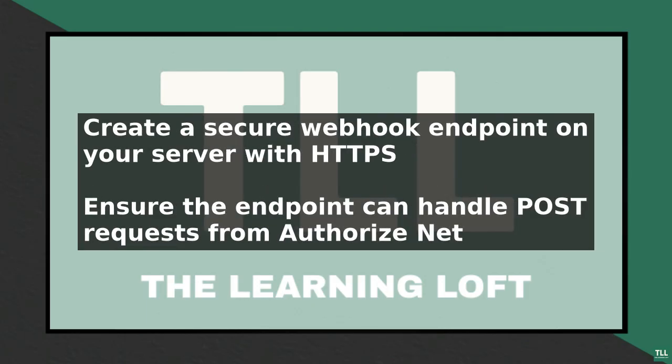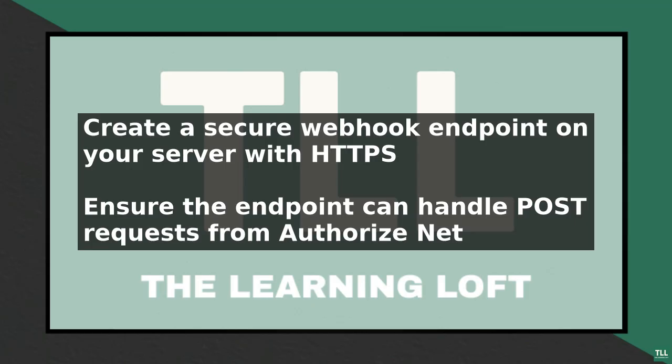Next, log into your Authorize Net account and navigate to the Webhooks section. Here, you can add a new webhook by providing the URL of your endpoint and selecting the events you want to receive notifications for. You can choose from a variety of events, including payment notifications, customer notifications, and transaction notifications.